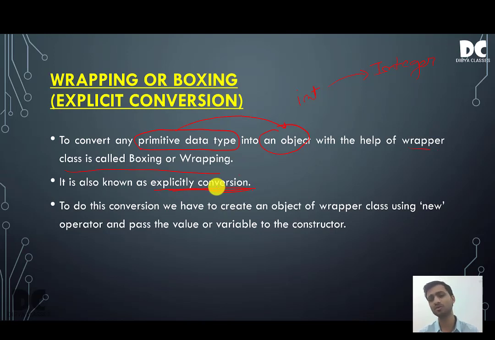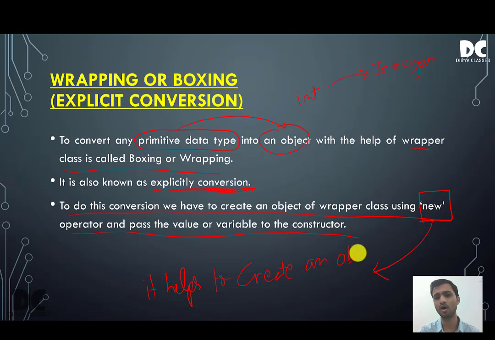Okay, but how to do this conversion? For that there is some syntax. To do this conversion, that is from primitive data type to an object, we have to create an object of the wrapper class using the new operator. So what is the new operator? A new operator helps to create an object. The definition of new operator is it helps to create an object.